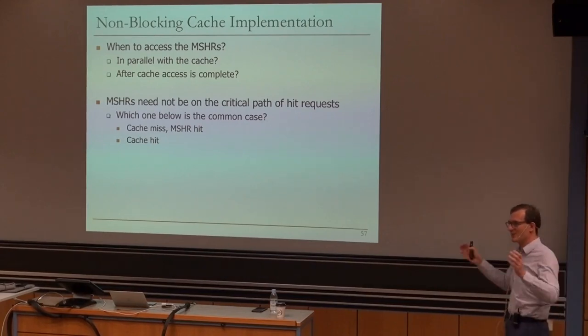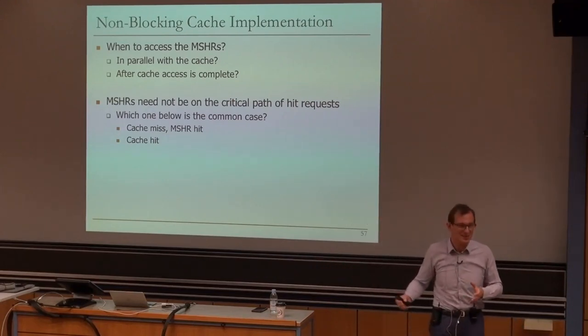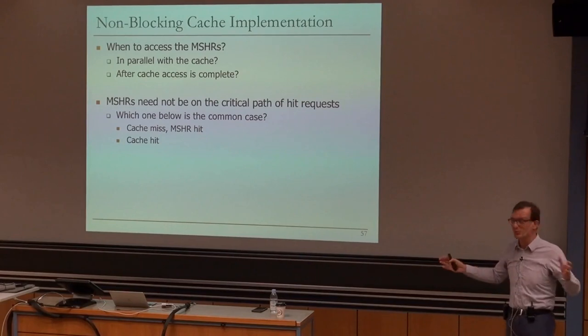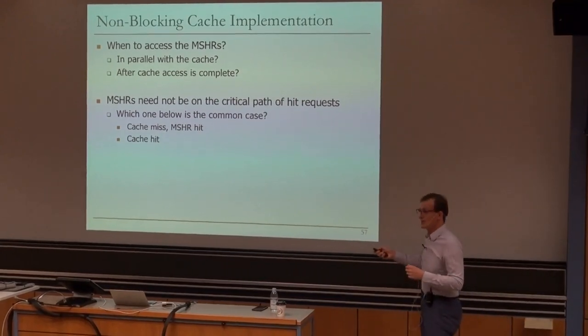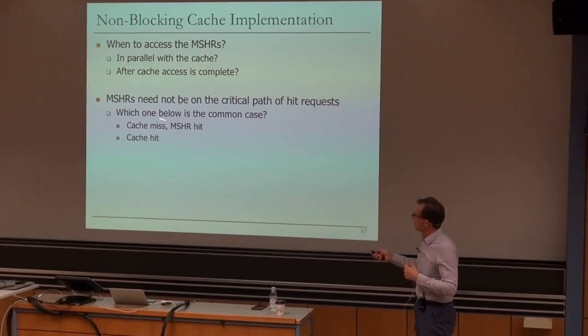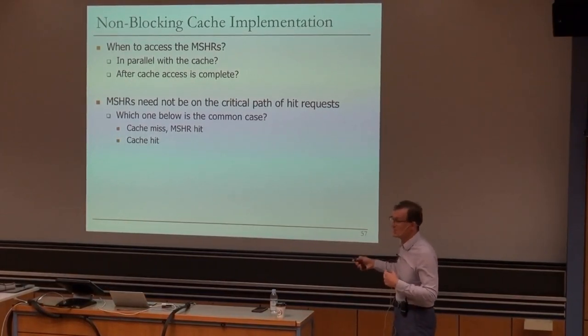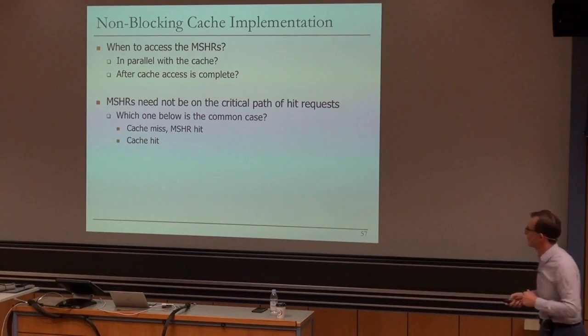Of course, you can cook up workloads where the first one is the common case, but usually the second one is the common case, especially at the L1 level. Cache hits are much more common. Cache misses that hit in the MSHR are much less common. So you want to minimize the latency of cache hits. So you don't want to put the MSHR on the critical path in your design.